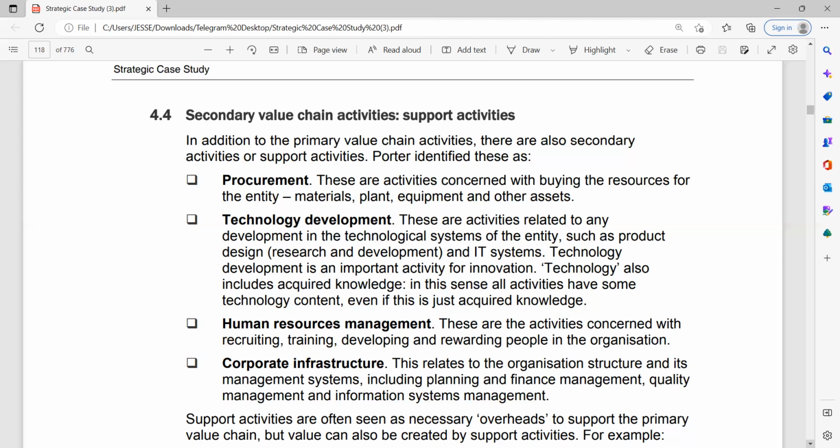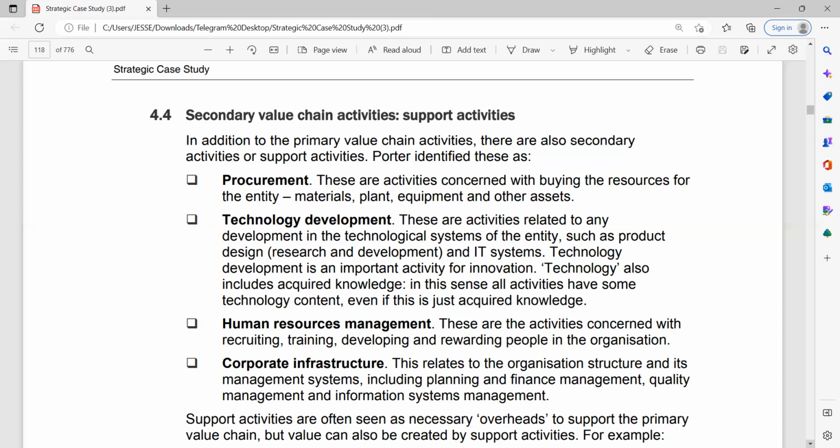Then you have human resources. Obviously, you cannot create a product without people. So these are the activities concerned with recruiting people, training people, developing people, and rewarding people in the organization.